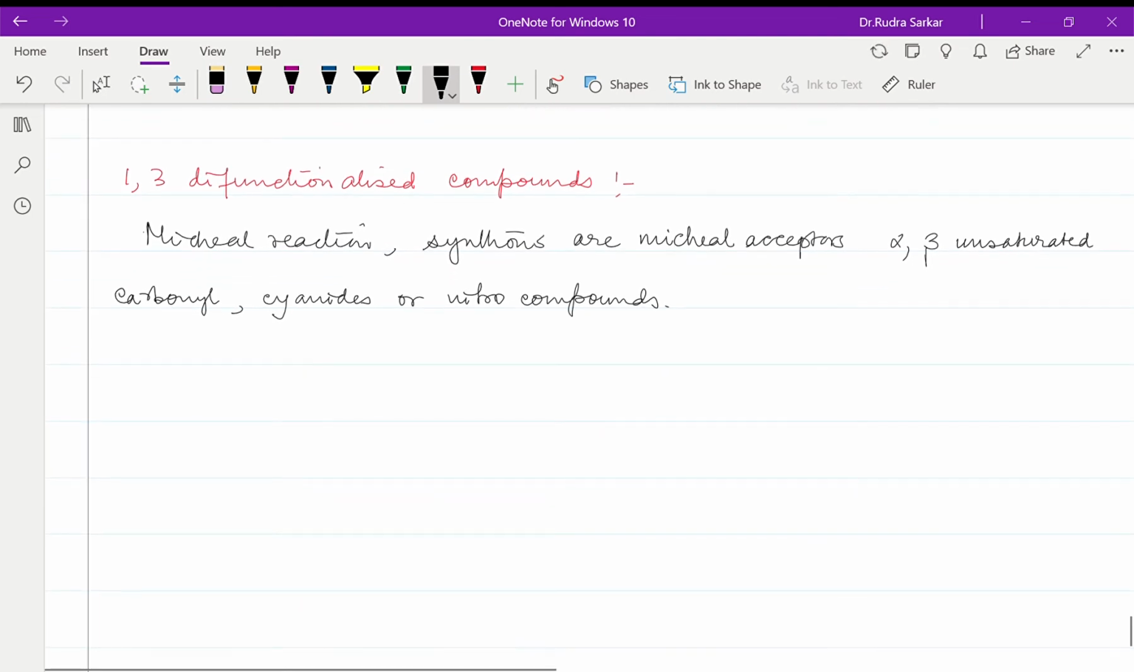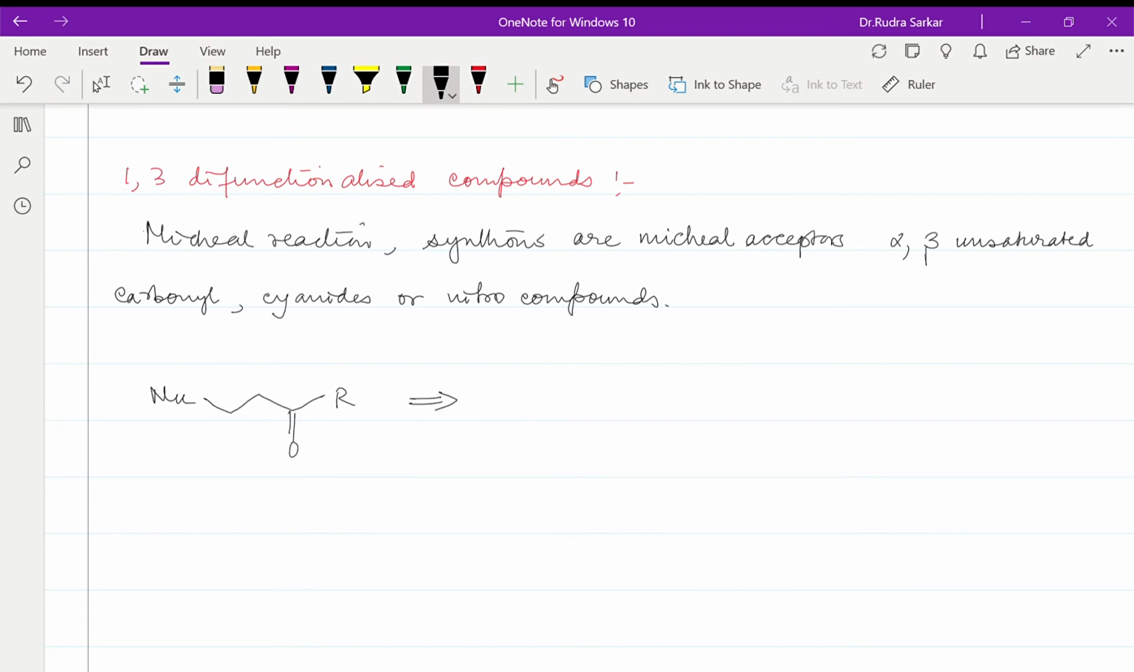So let us consider such a molecule. So we are suppose having this type of a molecule, which if we disconnect 1,3 type DIX, then this is 1, this is 2, this is 3, so we will disconnect over here.